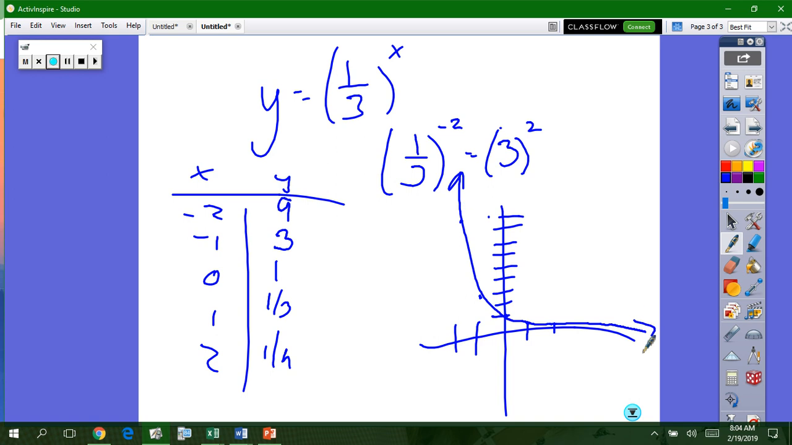Notice what point did I go through again? I went through the y-intercept of 0, 1, because anything raised to the 0 power will always be 1.